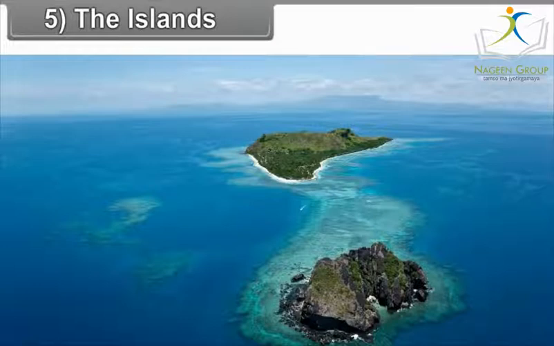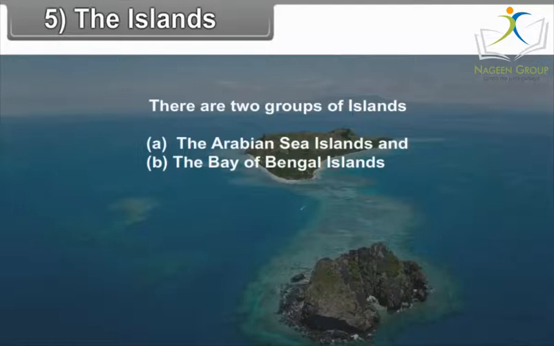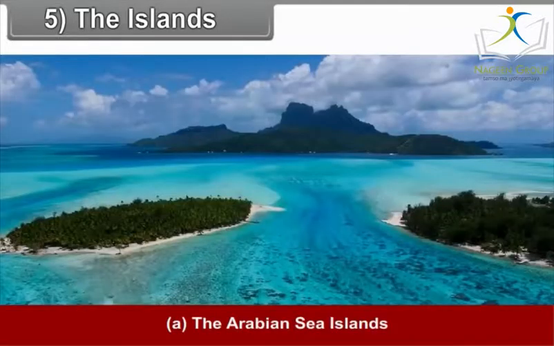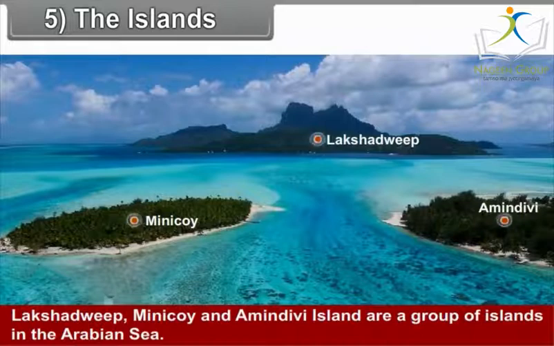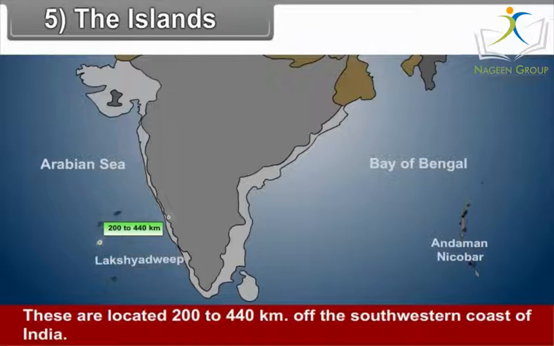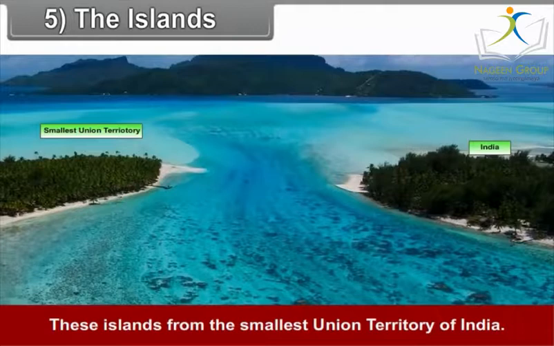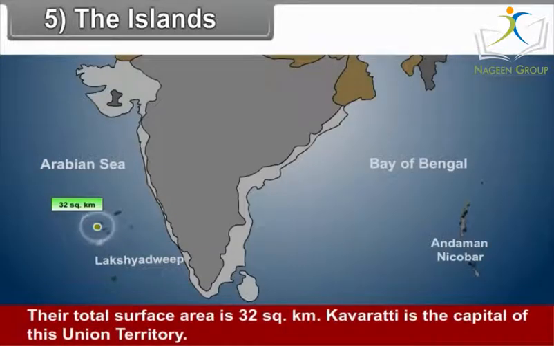5. The Islands. There are two groups of islands: the Arabian Sea Islands and the Bay of Bengal Islands. The Arabian Sea Islands. Lakshadweep, Minicoy, and Amindivi Islands are a group of islands in the Arabian Sea. These are located 200 to 440 kilometers off the southwestern coast of India. These islands form the smallest union territory of India. Their total surface area is 32 square kilometers. Kavaratti is the capital of this union territory.